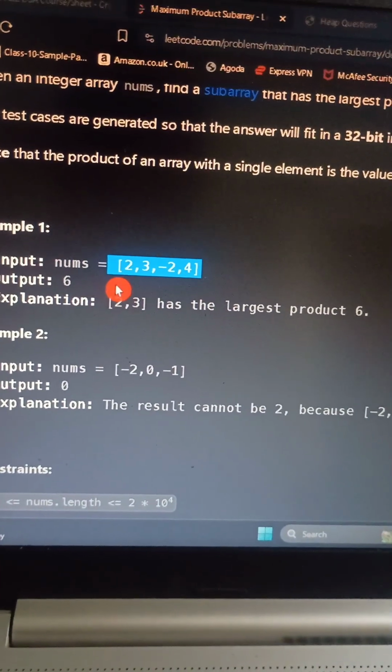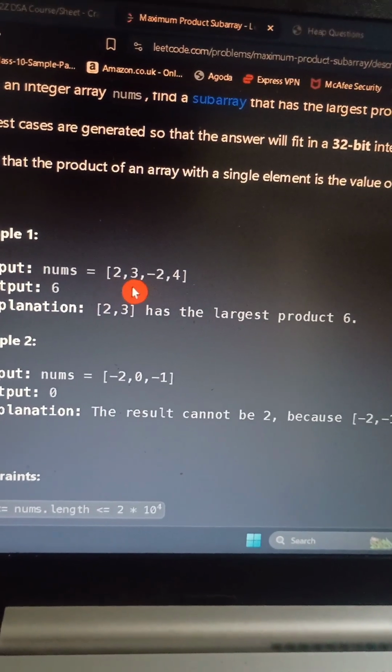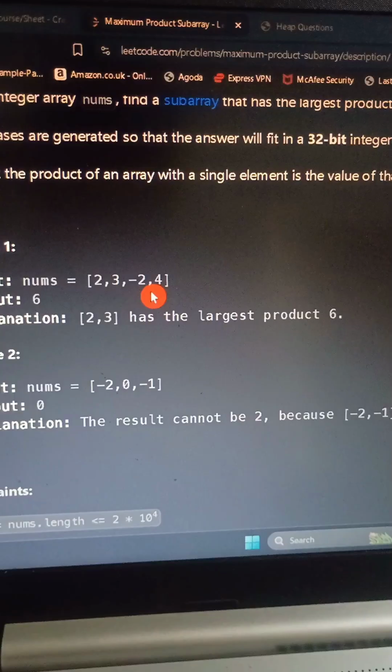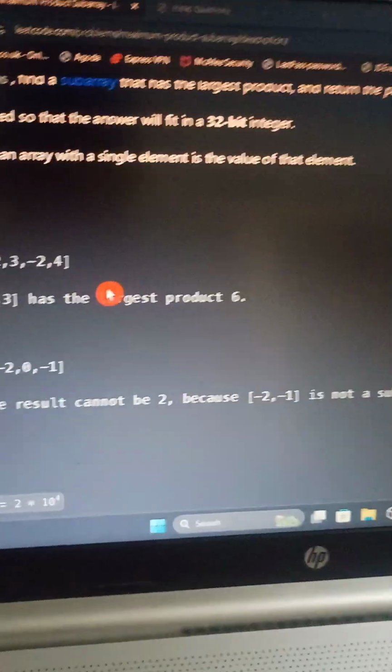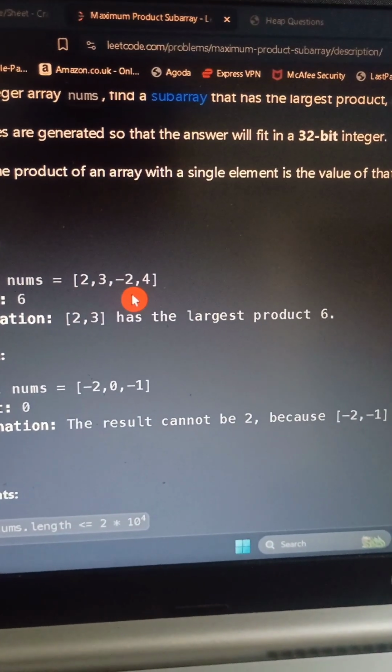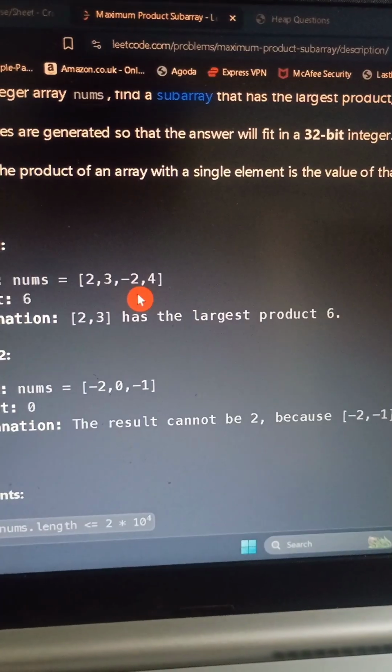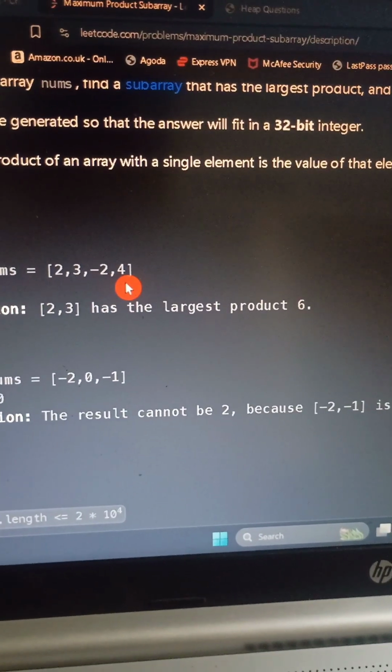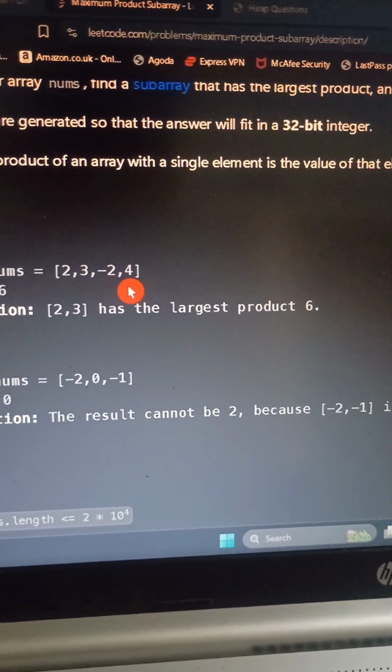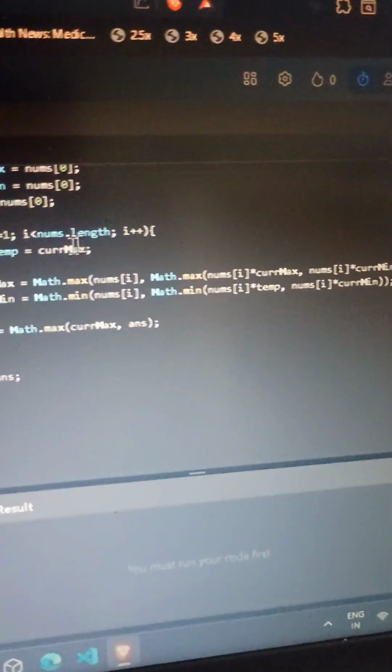We have to go continuously, like 2 and 3 is 6, and this is the only answer. If I multiply 3 and minus 2, that is also 6 but minus 6, so this is not the one we have to find. And minus 2 into 4 is around minus 8, so our answer is 2, 3. So if I go into the code, this is very easy.